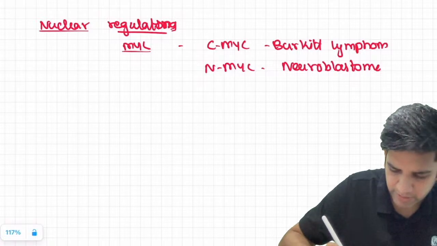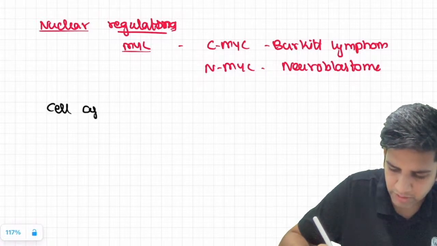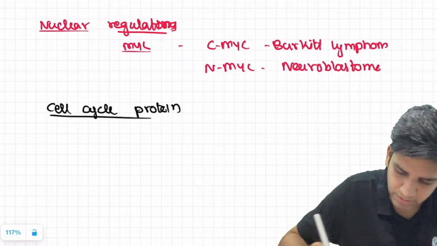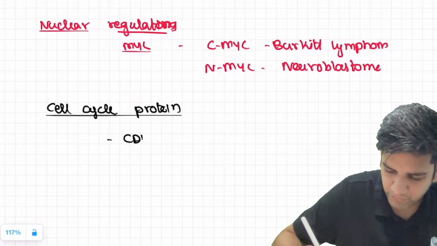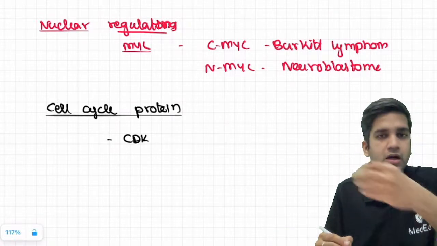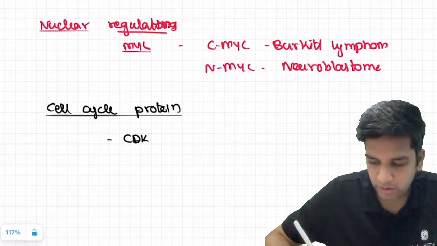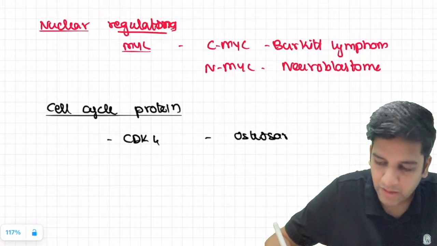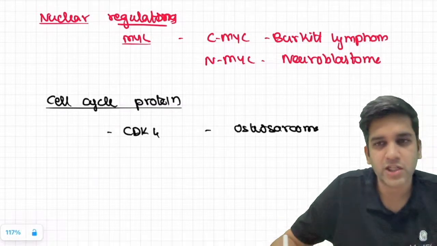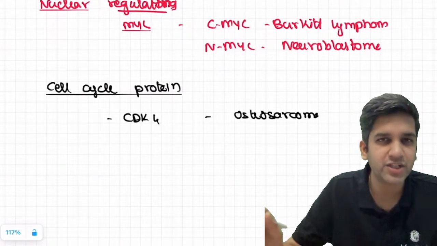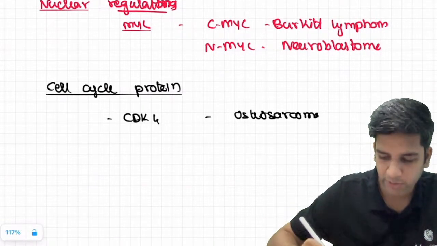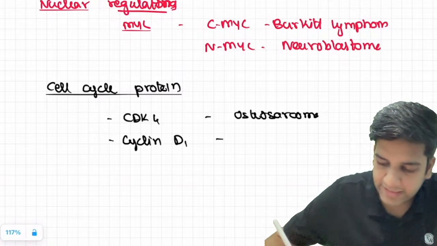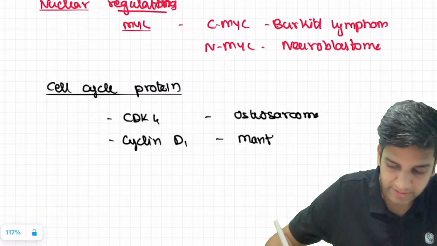Then last but not least is cell cycle proteins. When I say cell cycle proteins, your CDKs. CDK4 is important. Remember one tumor at least, osteosarcoma. Again, not much important. Osteosarcoma's genetics is okayish, but not very important, at least for undergraduates. One thing is a must for undergraduates: cyclin D1 and mantle cell lymphoma. This is common in exams. Do remember that.